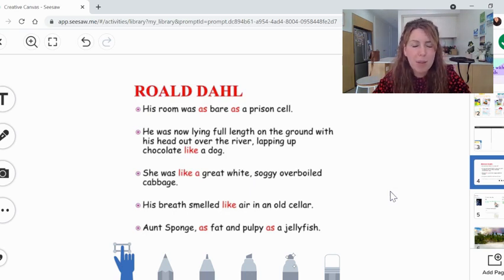A lot of similes on this one. His room was as bare as a prison cell. It's comparing the room and the prison cell so that you can picture the prison cell and say, oh, well, if it's as bare as a prison cell, then I understand it must have been pretty bare.